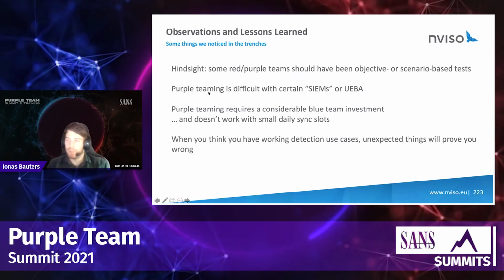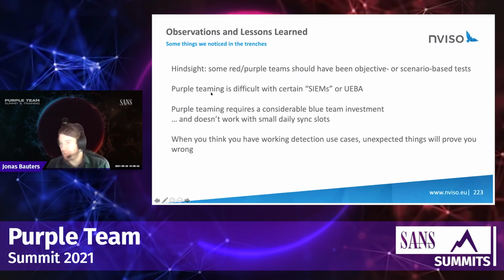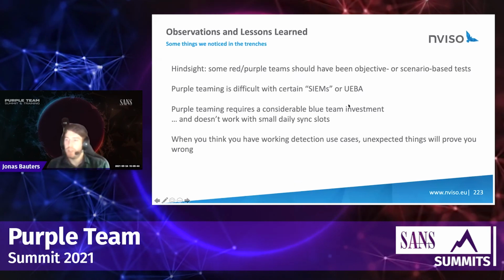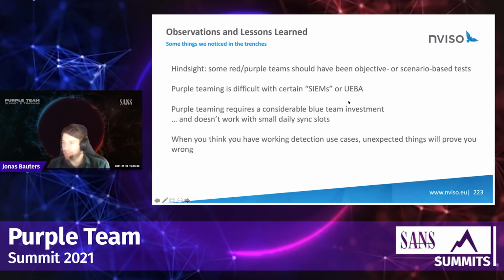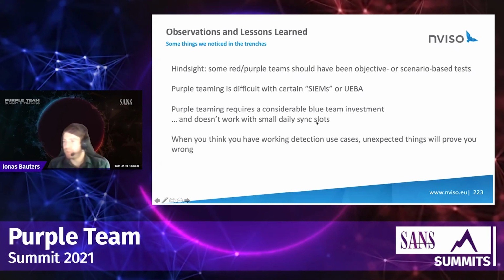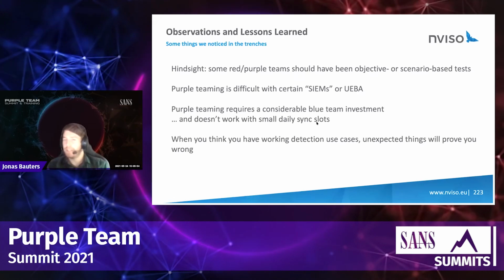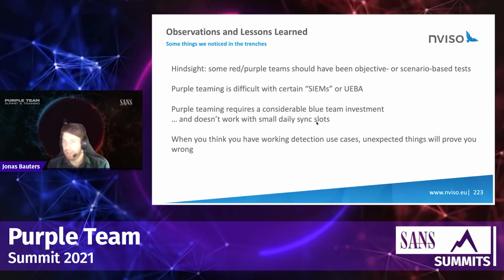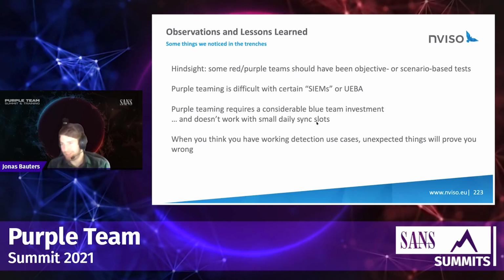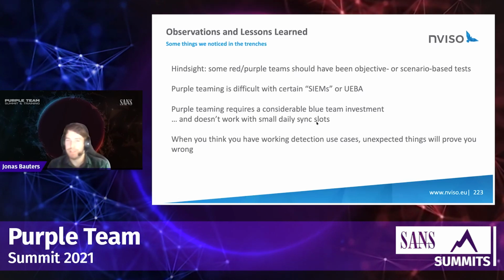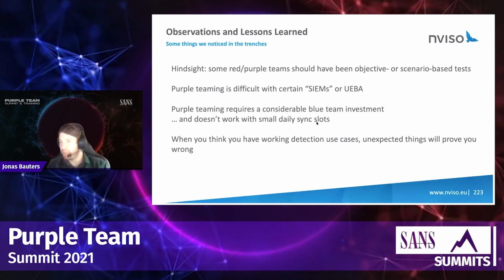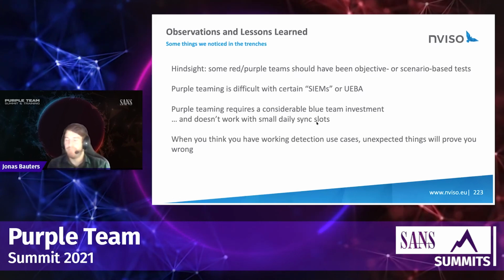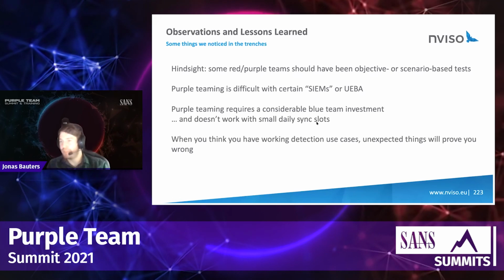Secondly, purple teaming is also quite difficult with certain SIEMs or UEBA, so user and entity-based anomaly analytics, because these types of tools create a baseline of users and machines, and then report on things that are not in line with that baseline. But if you have a test user executing all of those techniques, then your malicious behavior will become the baseline. So that makes it hard to write specific rules there.